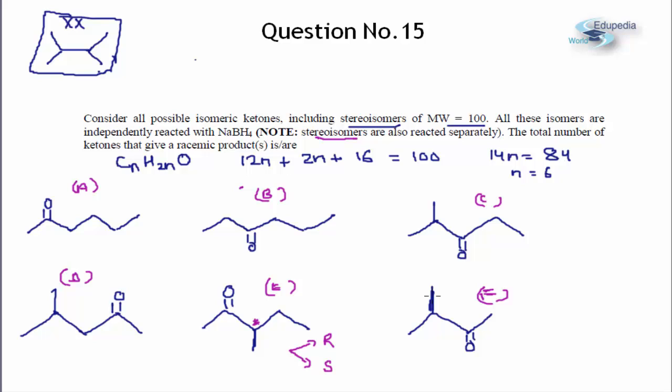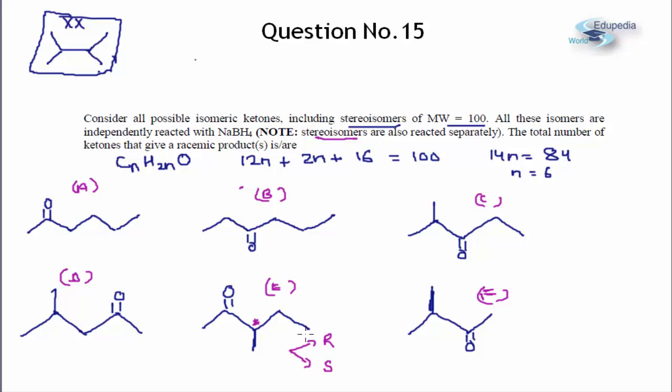So now what we need to do is reduce each of these structures separately with NaBH4, and in the E case we have to consider both the stereoisomers independently, and then we have to decide which ones of those are going to give a racemic product.